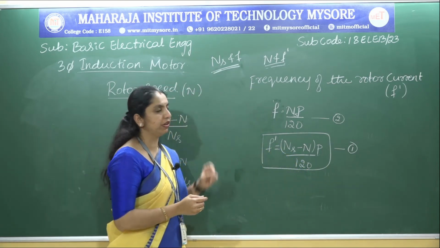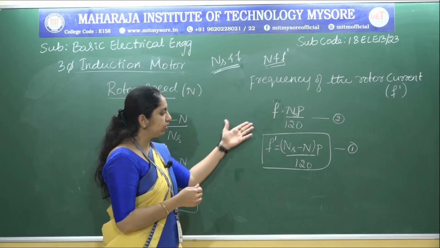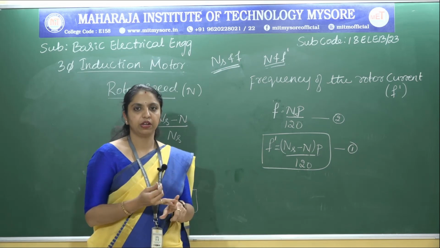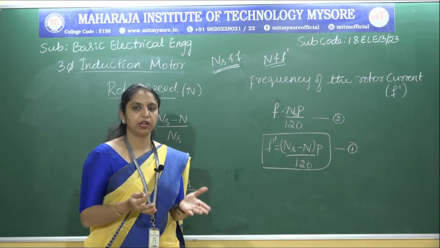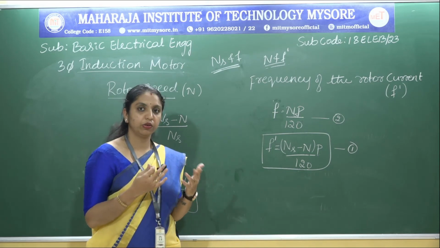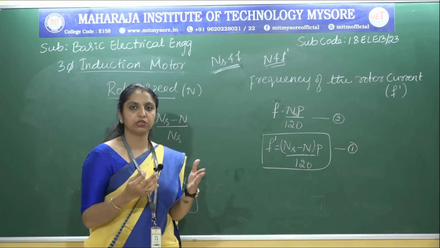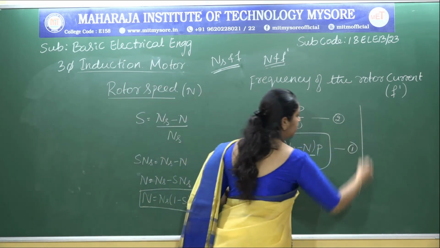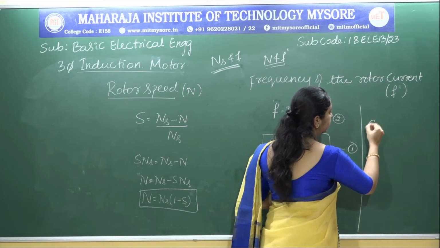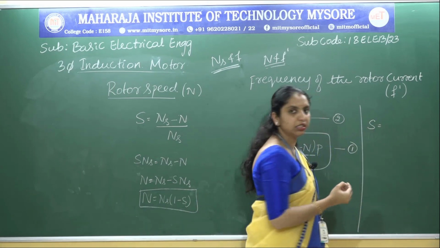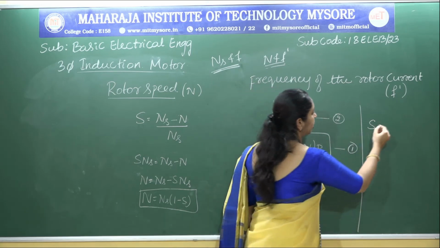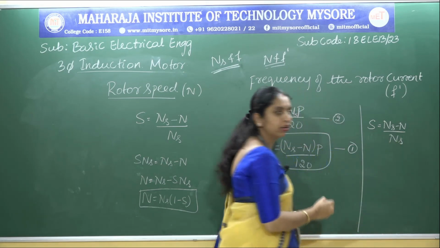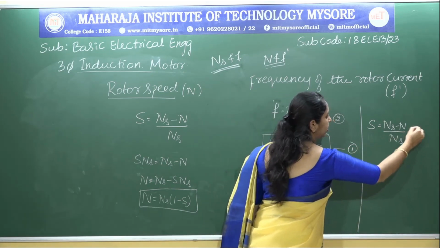But remember f dash is nothing but the frequency of the rotor current. Now based on f and f dash, we are going to find the relationship between f dash and slip. This is very important. We are going to derive the expression that provides the relationship between S, f and f dash. So what is S? S is nothing but slip. So slip is ns minus n divided by ns. Let's call this equation 3.